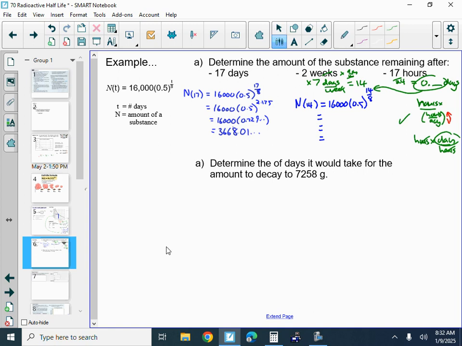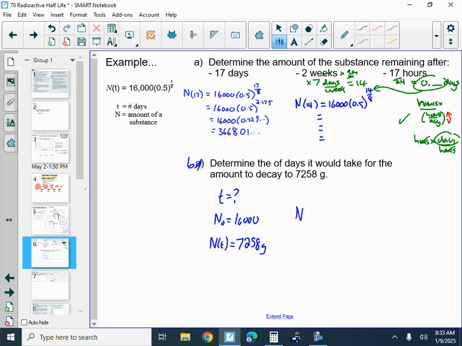Just as an extension, for B here, could we use this equation in different ways? Like in this case, it says determine the number of days. So basically it's saying t equals, that's the unknown number, and we have this initial amount. So the N0, or initial amount, is still the 16,000. And we're just asking how long will it take. So Nt, how long will it take to decay to 7,258 grams? Okay, so they're asking what the time is for that.